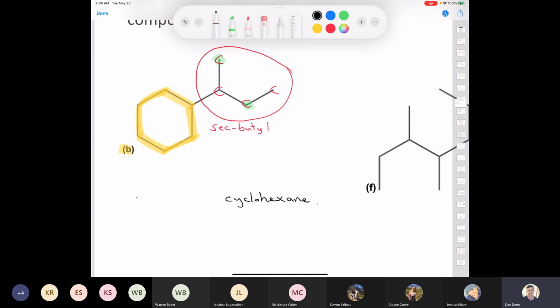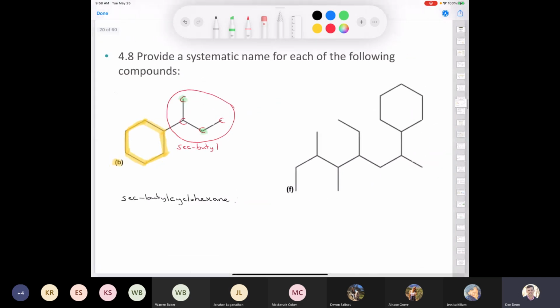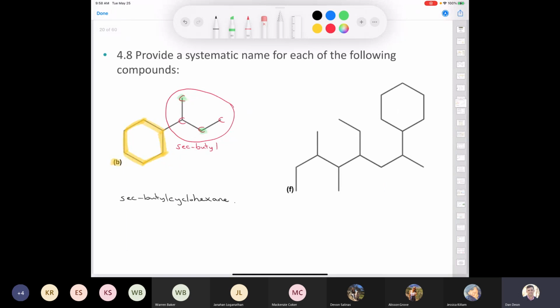So we put that all together and we get sec-butyl cyclohexane. There you go, my friends. So we put that all together to make it look a little cleaner. Sec-butyl cyclohexane. That's it. There you go. You've named your first organic compound, and it didn't take us all that long. Now, the next one is 4.8F.